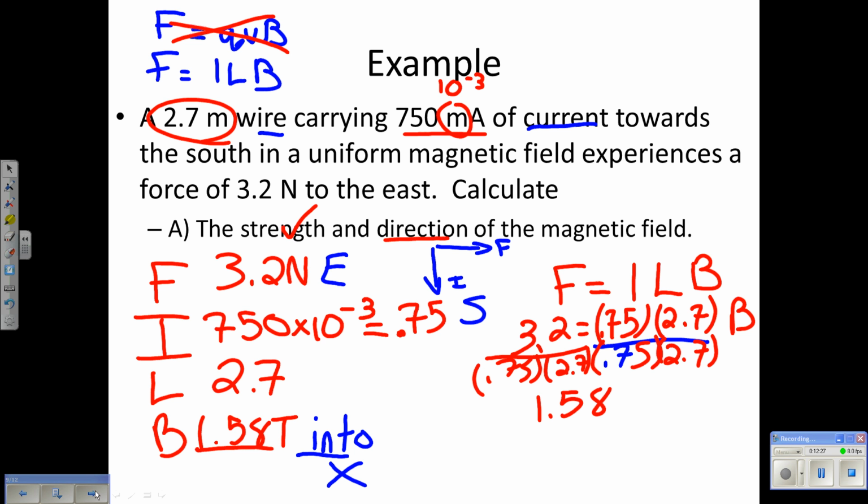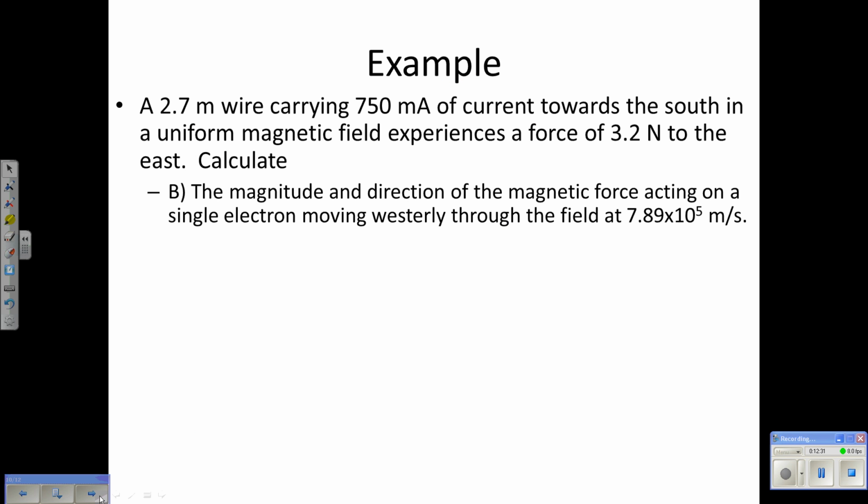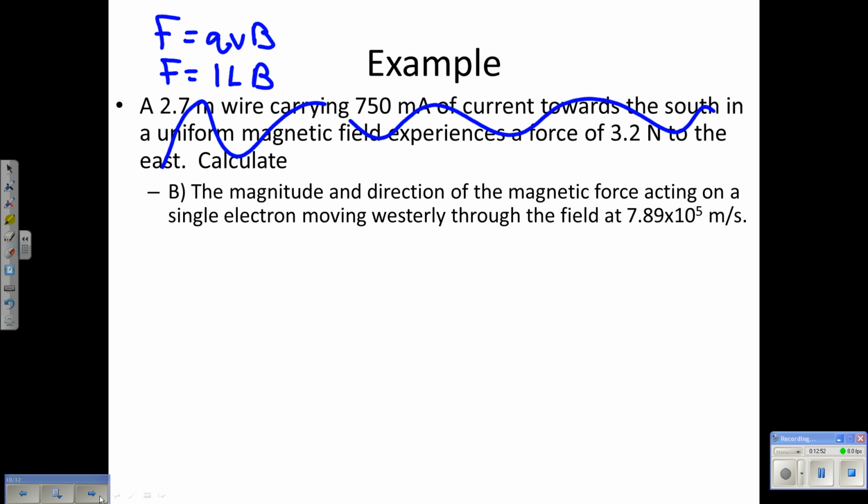Okay? Not too bad. Let's give the second problem a try. Two possible equations: F equals QVB, and F equals ILB. Now in this case, sorry, we can ignore this. This was the previous problem. So we're down here looking at this.